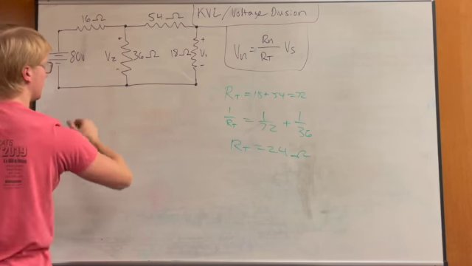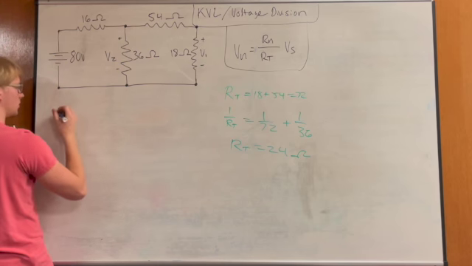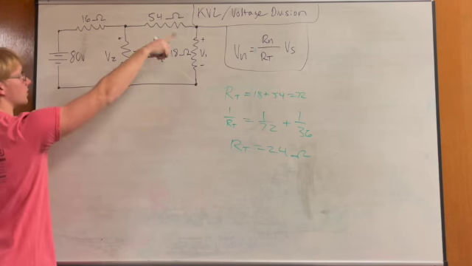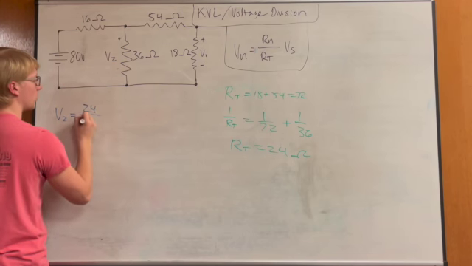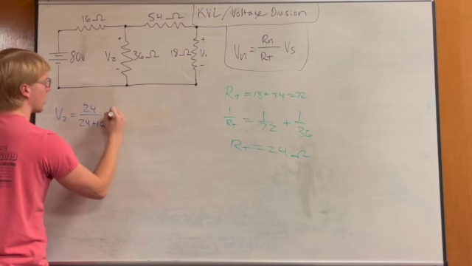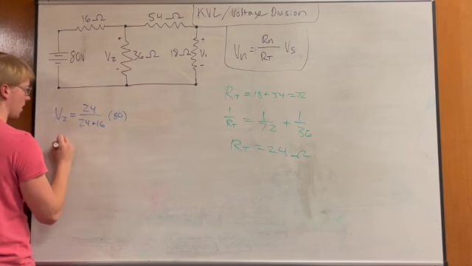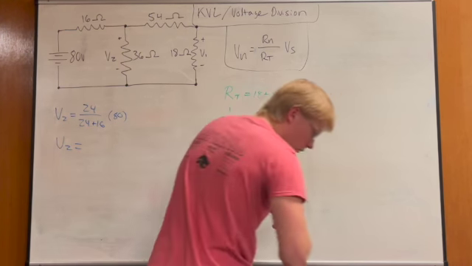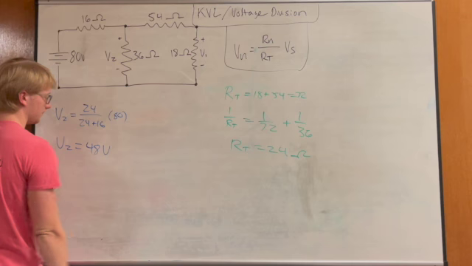So what we're specifying is V2 first. V2 is going to equal R2, which is these three resistances added up, 24, over the total, which is 24 plus 16, times the voltage source, which is 80. When you do that math for V2, you will get 48 volts.